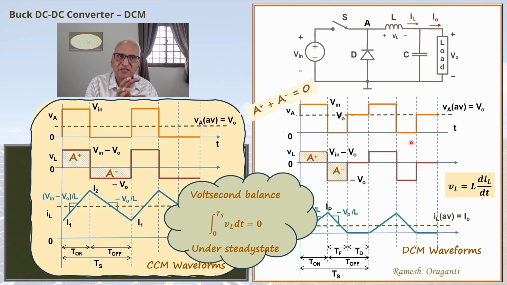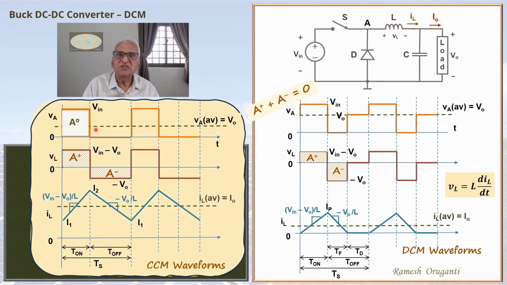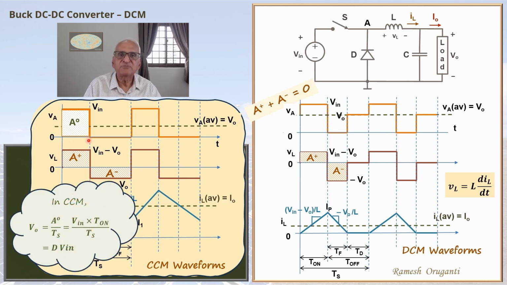We know that the average of the VA voltage is the output voltage. The average of the VA voltage will be the area of the VA voltage over a period divided by the period. The area of the VA voltage will be the area A0, V in times T on. So the output voltage will be V in times T on by Ts, which is V in times duty cycle. So V0 is D times V in.